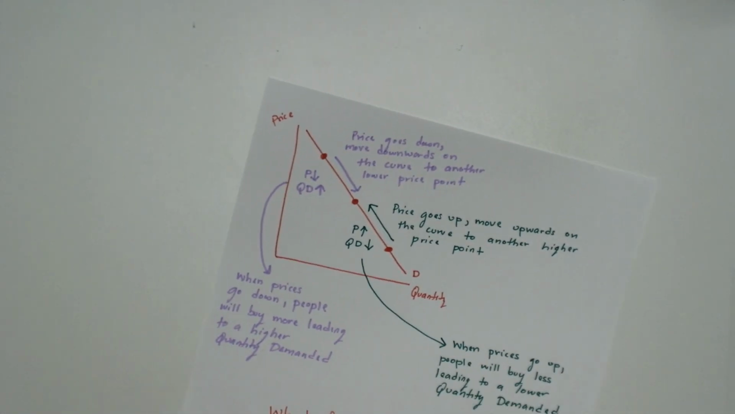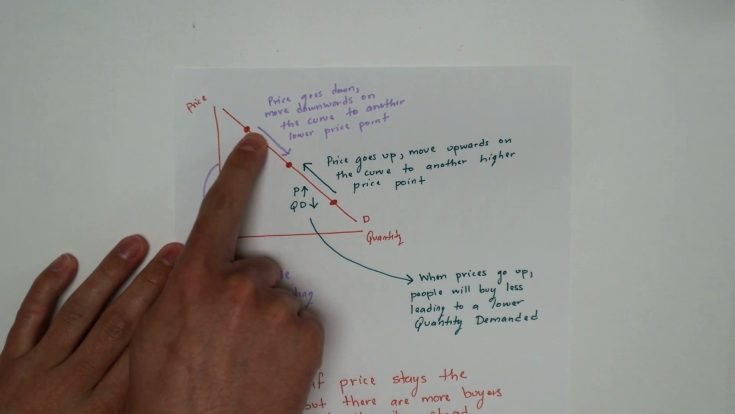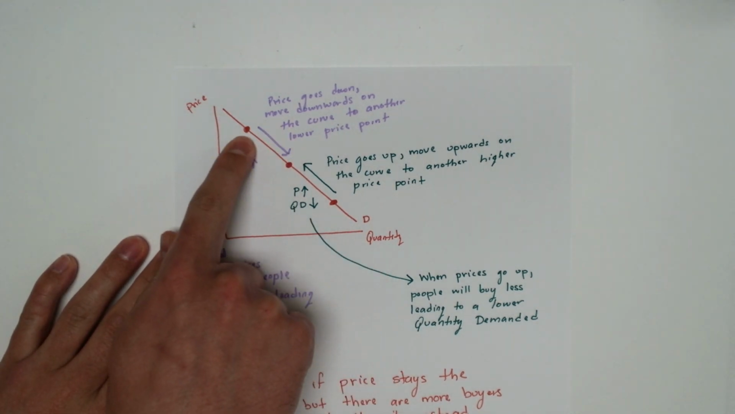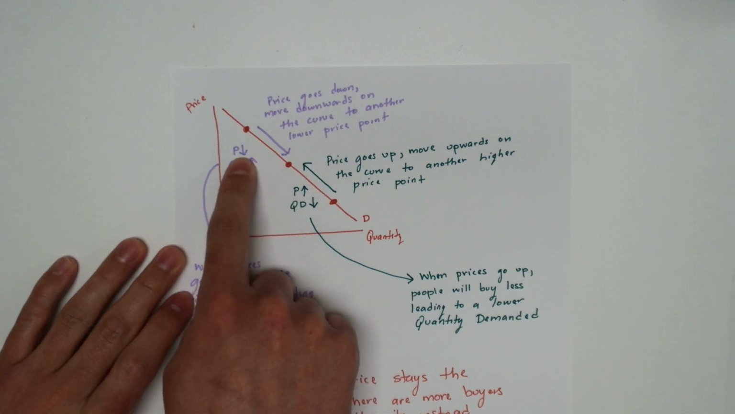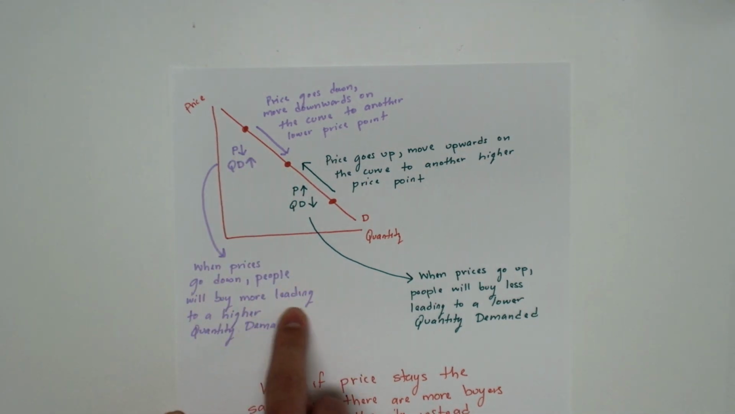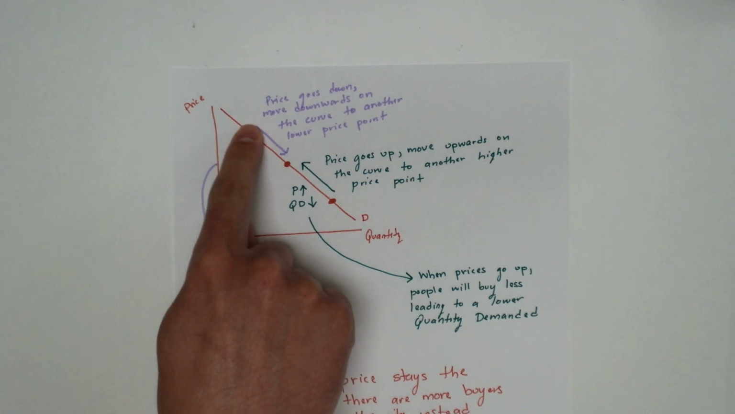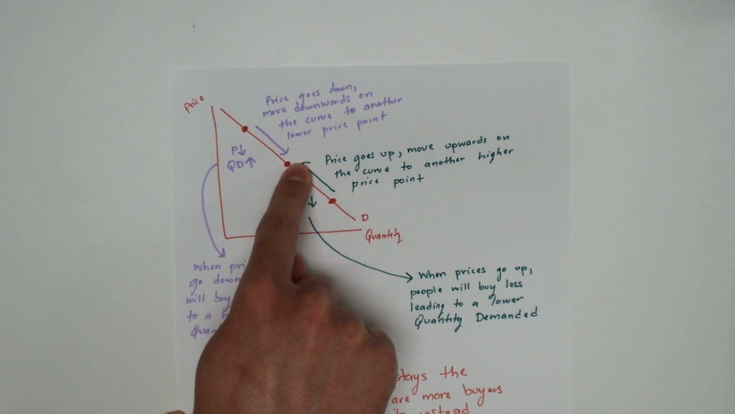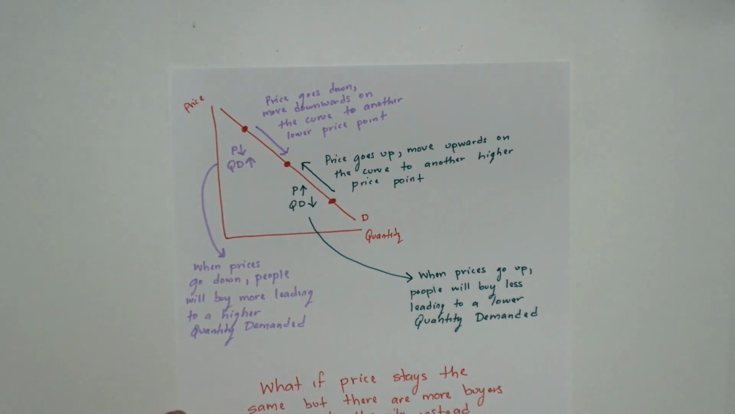Let's look a little bit more at quantity demanded. So here, when the price goes down, I'm going to move from one point downwards to another point on the demand curve. This means that at a lower price, people are going to buy more things because either they're more willing to buy it at a lower price or they can now afford more things. So price goes down, you move downwards on the curve, and they're buying more things, so quantity demanded goes up.